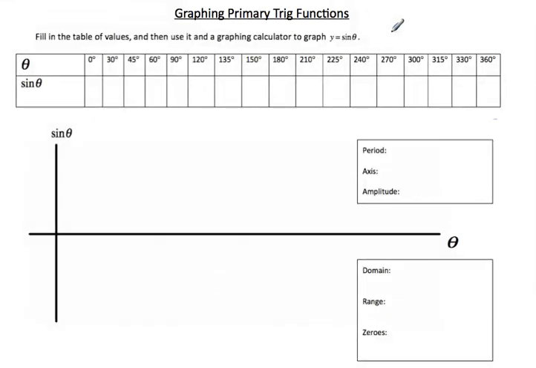In this video, we're going to develop and look at the graphs of the three primary trig functions, sine theta, cosine theta, and tan theta. In each case, we're going to use theta as our x value in the horizontal dimension, and either sine theta, cosine theta, or tan theta as our y value in the vertical dimension. Let's start by looking at a table of values for sine theta.